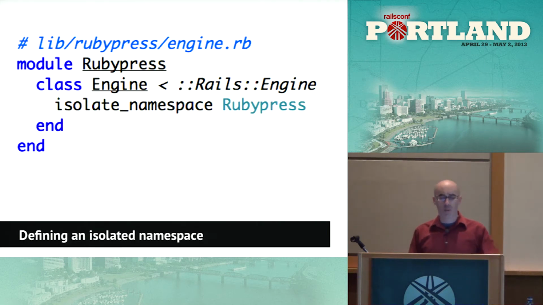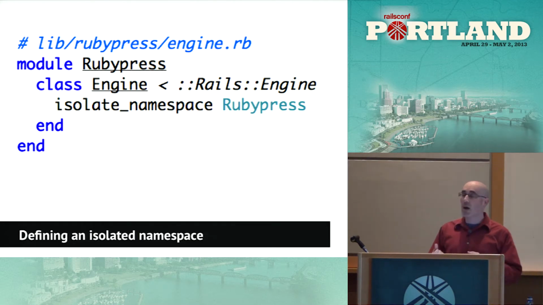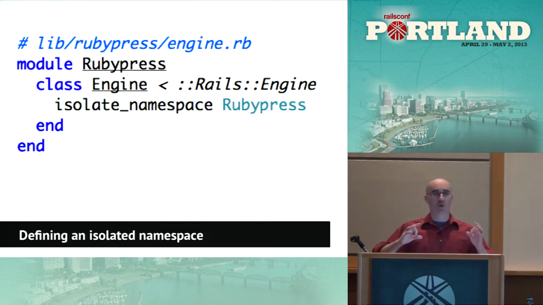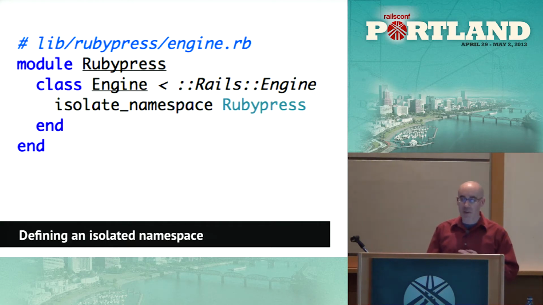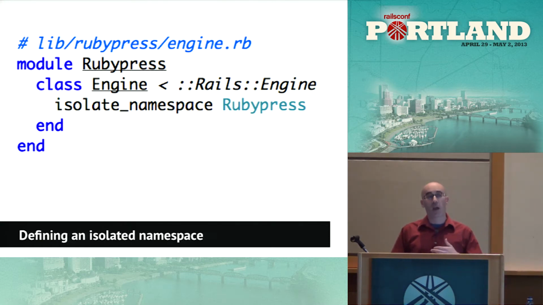And so why is that? Well, because we created a mountable engine, all of this stuff gets isolated under a namespace. What we're looking at here is the engine.rb file, which is the central configuration point for engines. In this case, because we created the engine called RubyPress, all of our classes are going to get put into that namespace. It's also going to do a bunch of other stuff for us, like making our routes and generators automatically add that namespace to any of the files we generate.